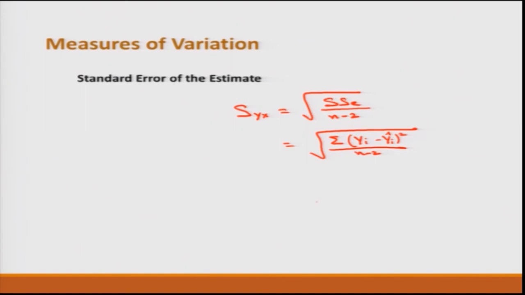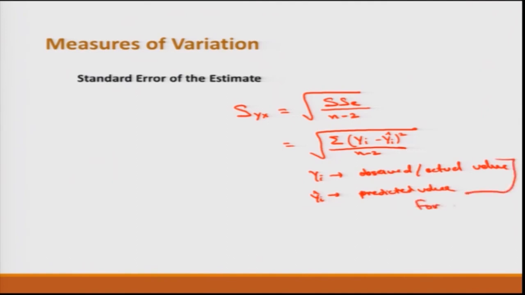So, this yi is actual value or observed value, yi cap is predicted value. This is for a given xi, for a given value of the independent variable.